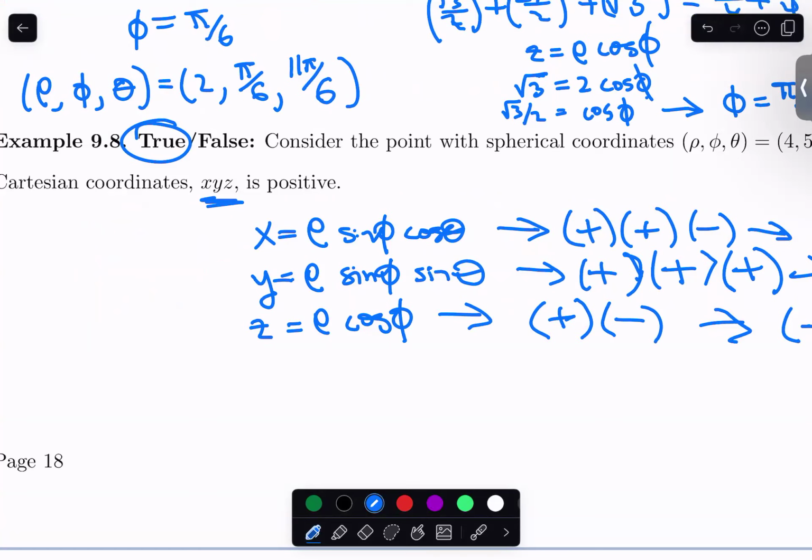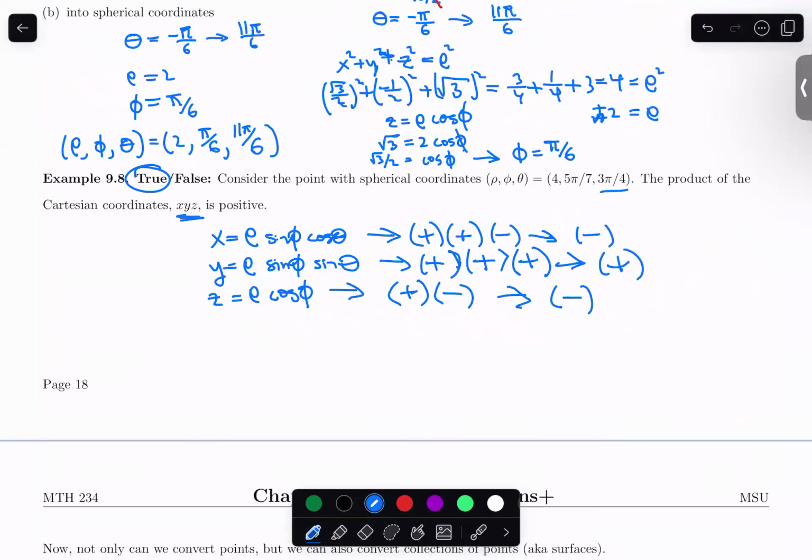So this is how we can embed a conversion equation like this into a true-false question. Any questions on this one here?